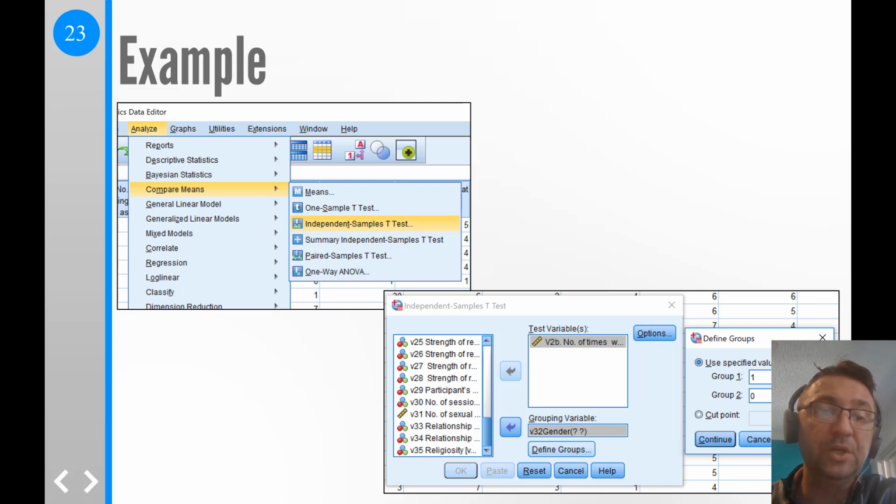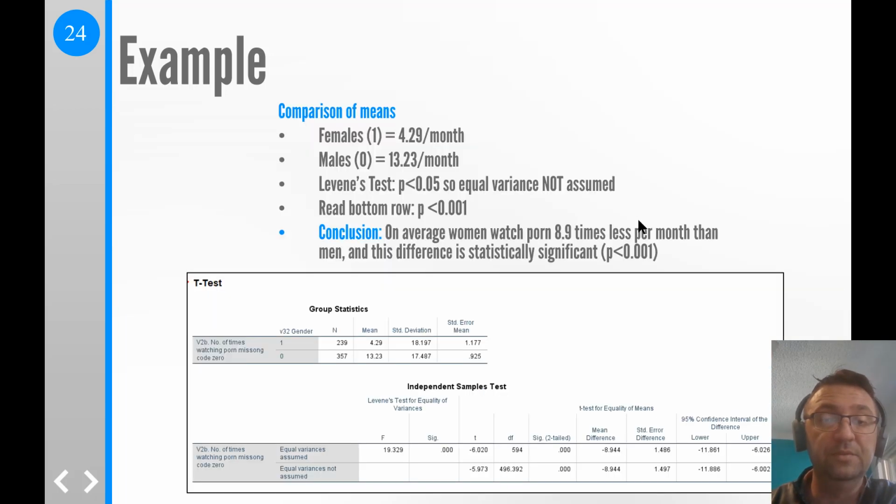So, example. In SPSS, we go to Analyze, Compare Means, Independent Samples T-Test. Then when we're in Independent Samples T-Test, we push across the test variable, which is our dependent variable, and then we've got to put a grouping variable. So I put gender in here, and we have to hit Define Groups, and I've specified the values 1 and 0 as the two different groups. And hit Continue, and then I'll hit OK, and we get the following output.